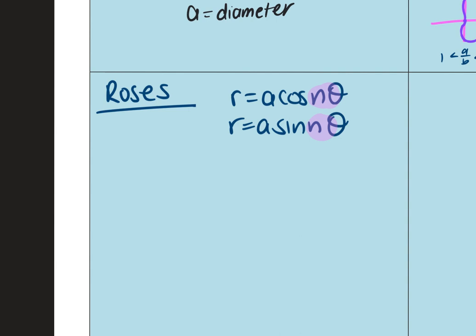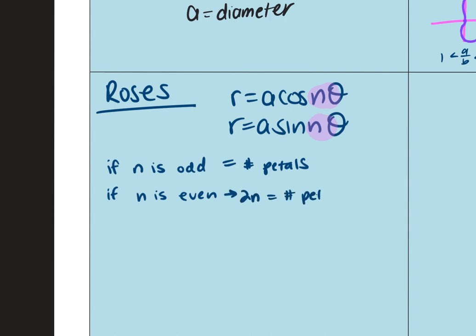So with a rose, if n is odd, then that equals the number of petals. If n is even, then 2 times n equals the number of petals. And A is the length of the petal.